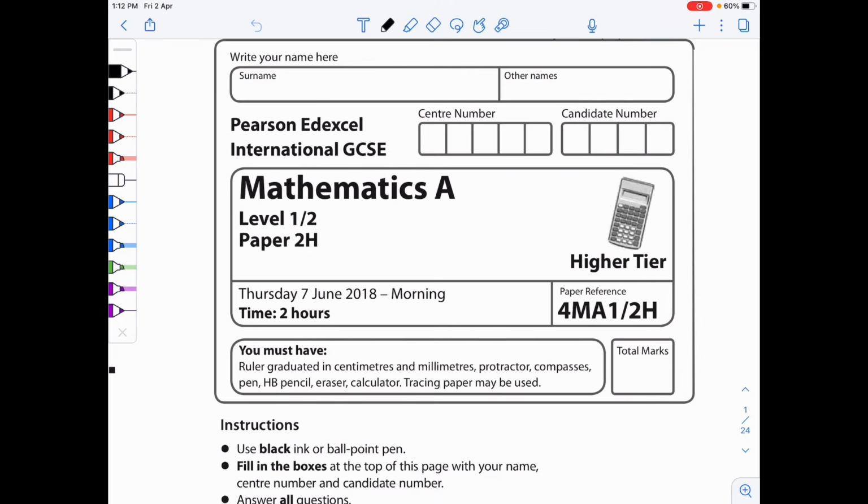Hi everyone, today we'll be looking at the 2H paper of June 18.